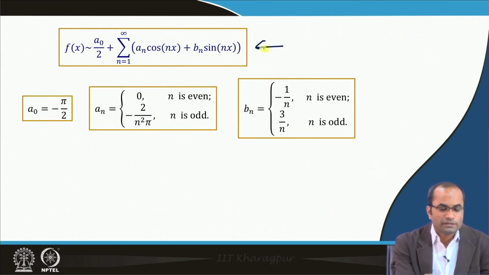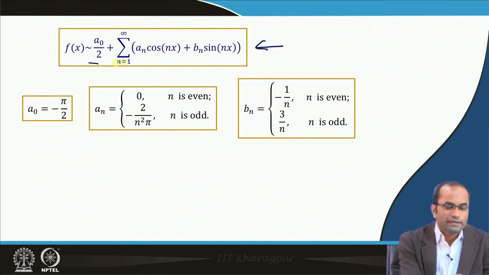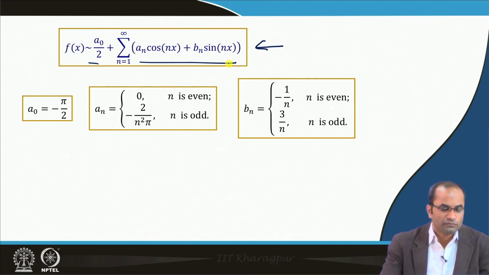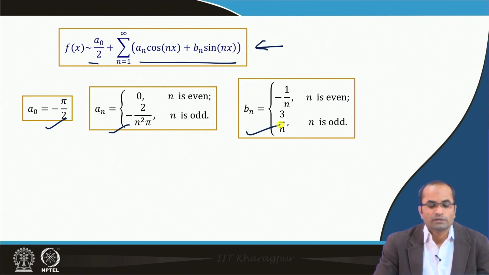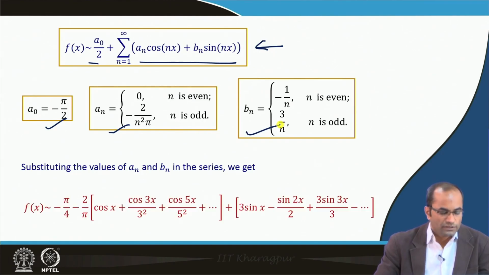Now, coming to the Fourier series, we can write down its Fourier series now. So, a 0 by 2 and then these a n cos nx and b n sin nx terms, where a 0, a n and b n we have just computed. So, we can substitute these coefficients in the Fourier series, and we can obtain the Fourier series as follows.